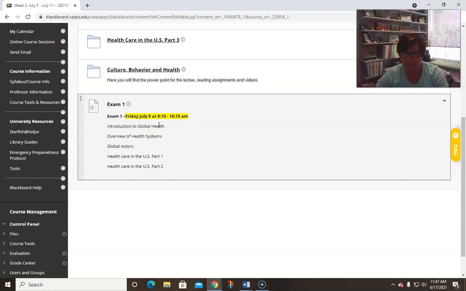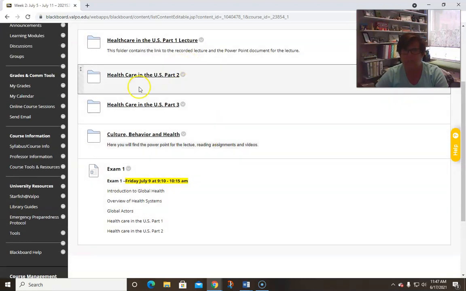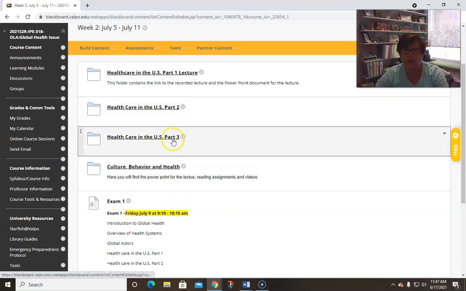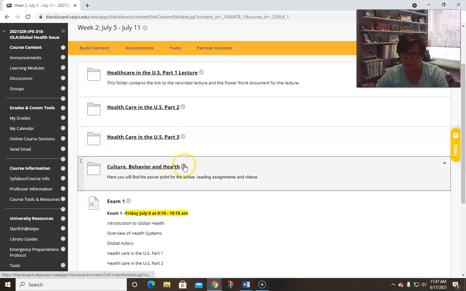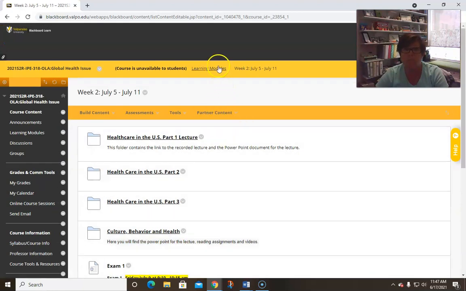The final exam is different. It is on a Thursday, August 5th. Also, just so you know, the final exam is not comprehensive. Okay, so just make sure that you pay attention to what topics are on each exam. So you can see here in week 2, Healthcare in the U.S. Part 3, Culture, Behavior, and Health, even though they're being lectured on that week, they are not included on exam 1. Okay.